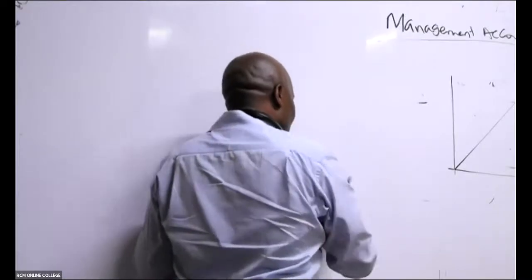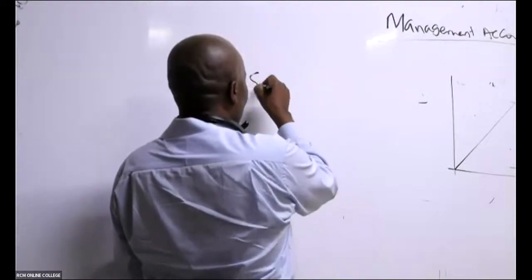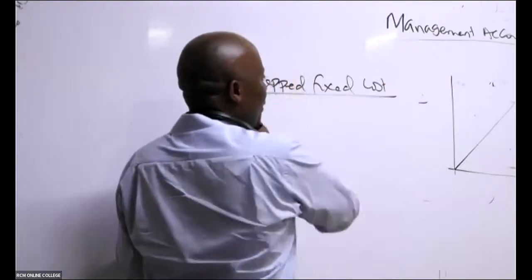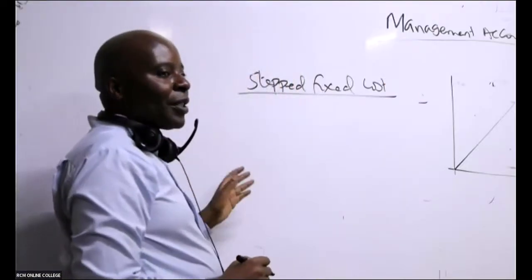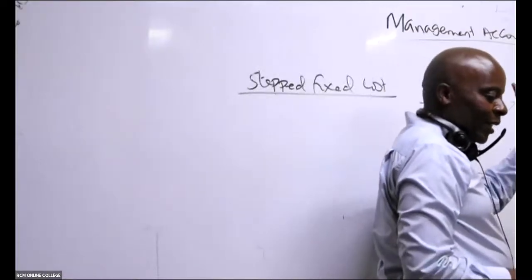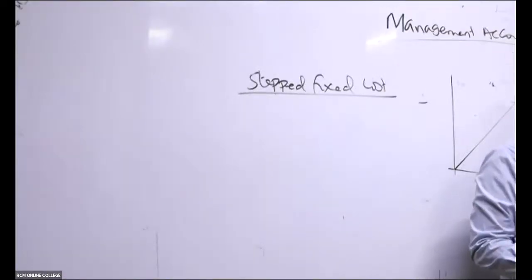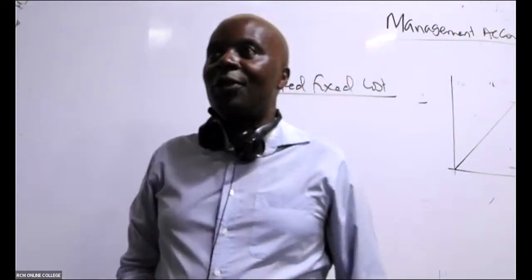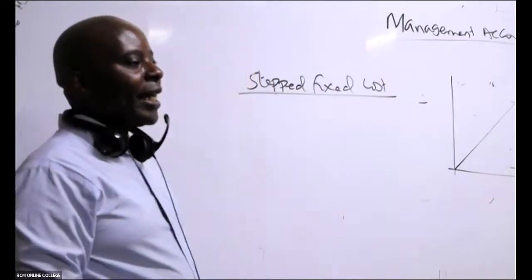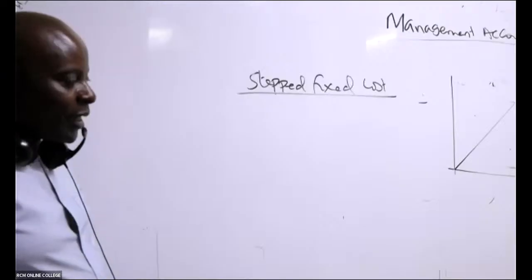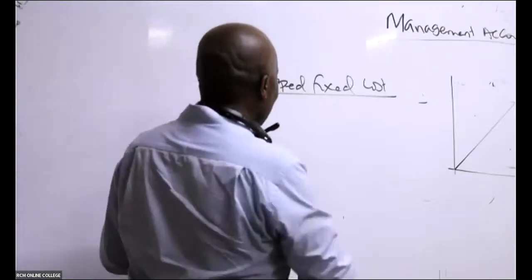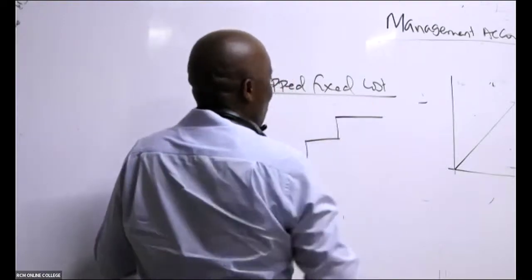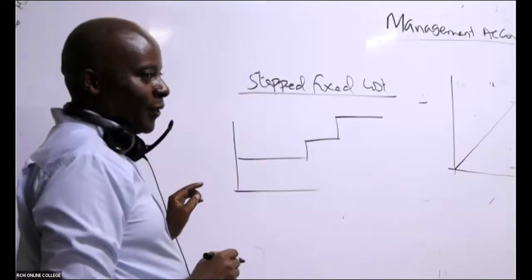And then, ladies and gentlemen, lastly, which wasn't captured here, you have to write it somewhere: the stepped fixed cost. The stepped fixed cost is like a staircase. On a staircase we have steps. You step up like this, you step like that. So it is a stepped fixed cost.